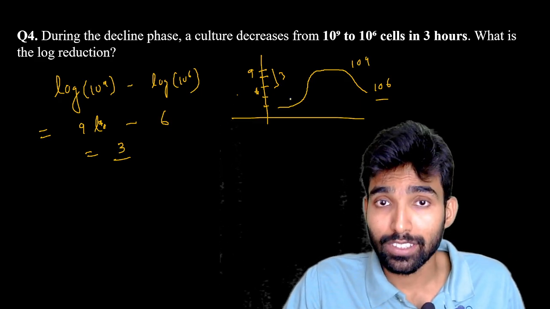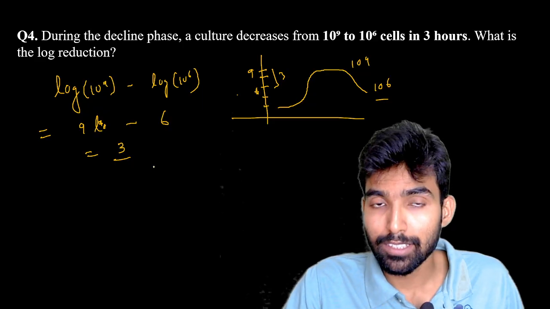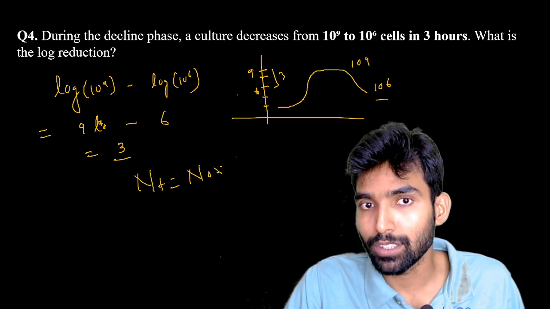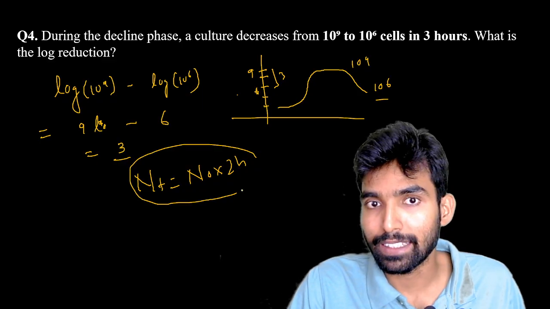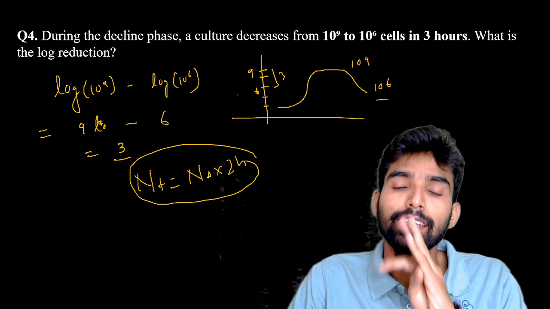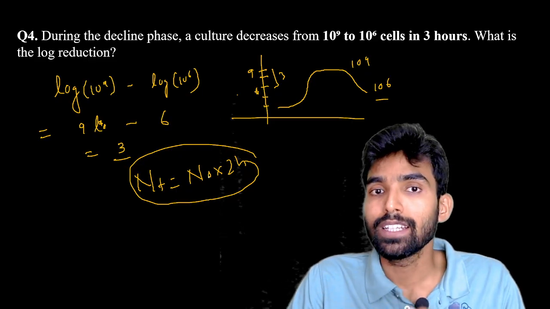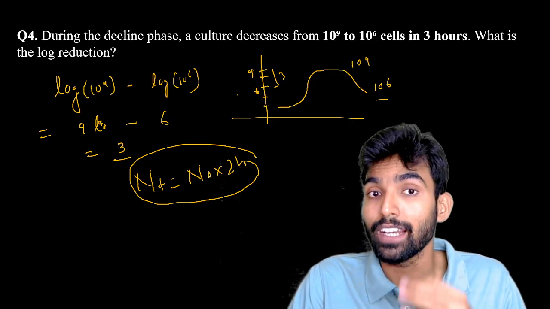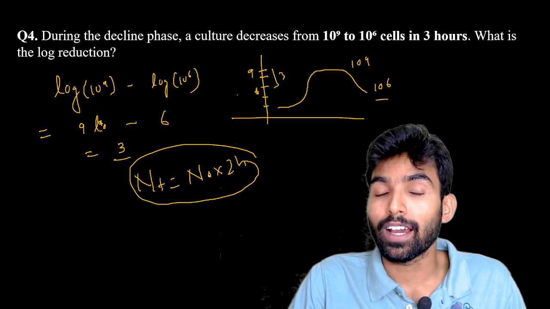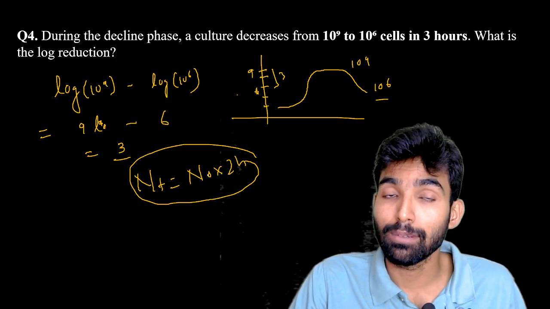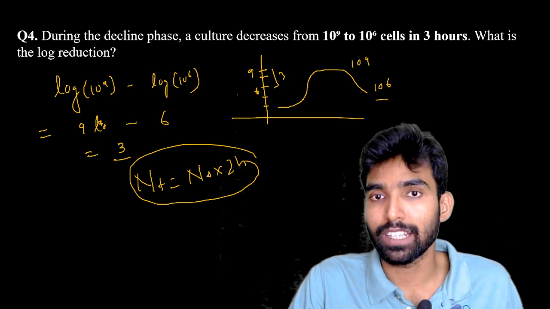That's all about today's class. But I need to remind you to remember this: Nt equals N0 into 2^n. And a few important points: antibiotics are always produced in the stationary phase, not in the log phase. And if you want to make competent cells and do transformation, you should consider the log phase, because those are the most metabolically active state.